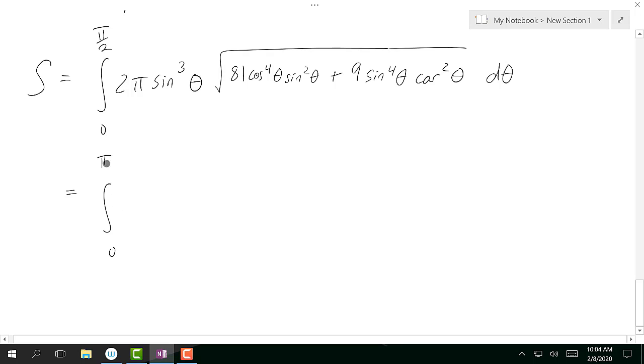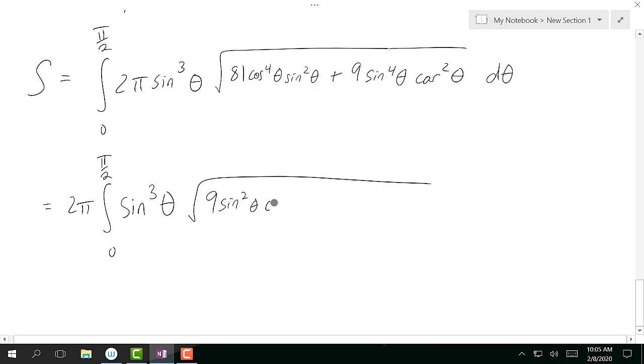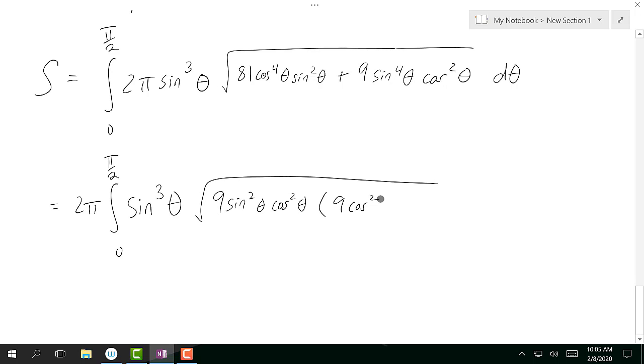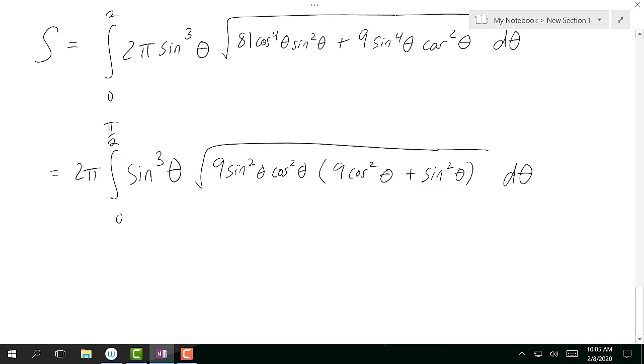So we need to be the integral from 0 to pi over 2. What we can do, take the 2 pi out. So we have sine cubed of theta. So what are we going to do instead of here? We're going to factor out the greatest term. So we're going to have a 9. And what they share in common is a sine squared of theta and a cosine squared of theta. Factored out, what we're going to get is 9 cosine squared theta plus sine squared theta. Alright, hopefully this is alright. Looks good.